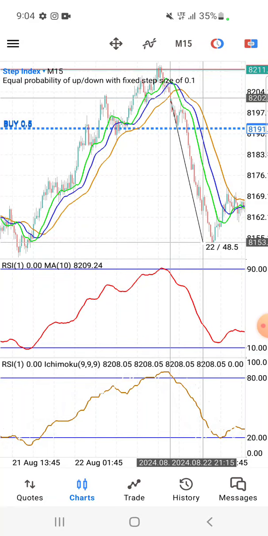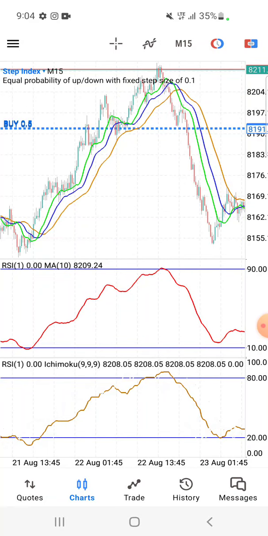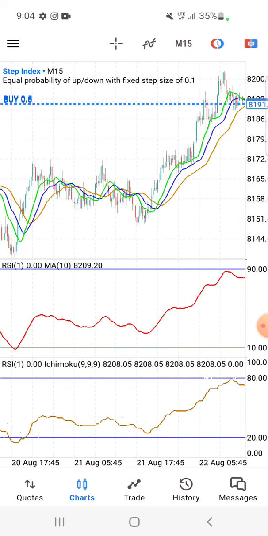You see this is over 40 pips, about 48 pips. So guys, this is a very profitable strategy. You can use it to buy and you can use it to sell. So let me show you guys the indicators for this strategy.